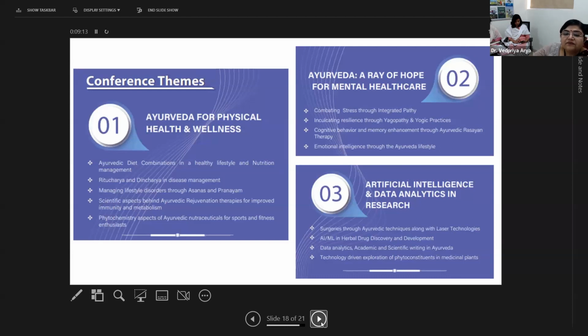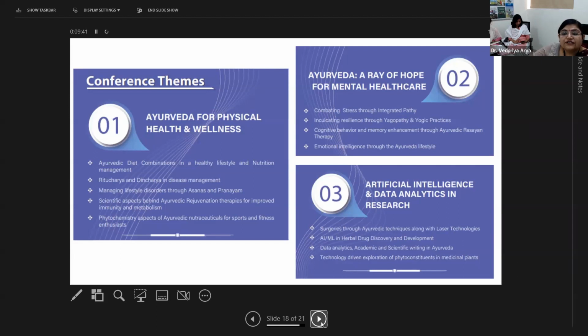The second theme covers Ayurveda, a ray of hope for mental health care. My dear participants, as you are well aware, not only professionals but daily workers also have mental stress all the time. So the second theme is combating stress through integrated pathy, inculcating resilience through yajopathy and yogic practices.